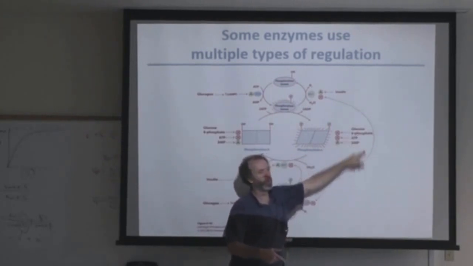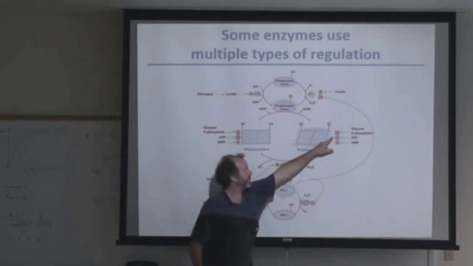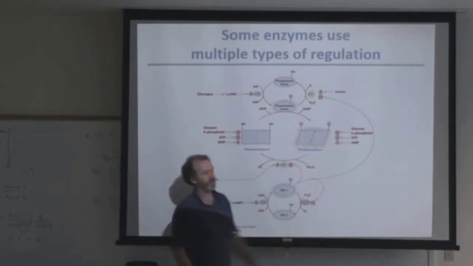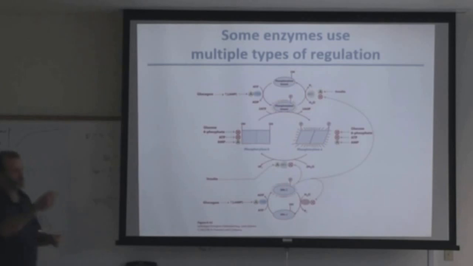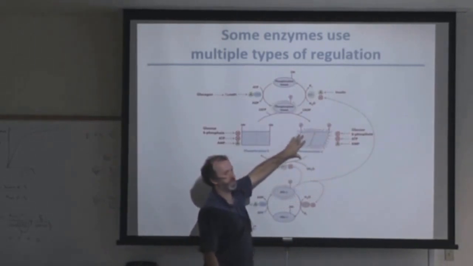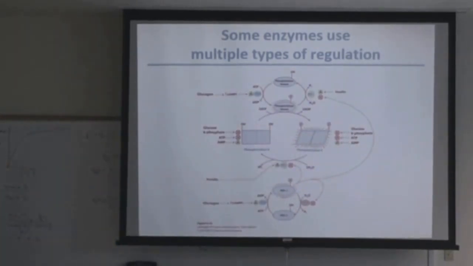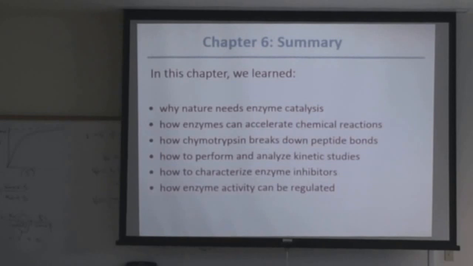And then glucose 6-phosphate, the product of the reaction that phosphorylase catalyzes, will actually inhibit its own production. If this is active for a while and you have a buildup of glucose 6-phosphate, it'll inhibit, so you're not producing it. So this is an example of multiple types of regulation on one enzyme. And that's the end of chapter 6. Now we can go to sugars.